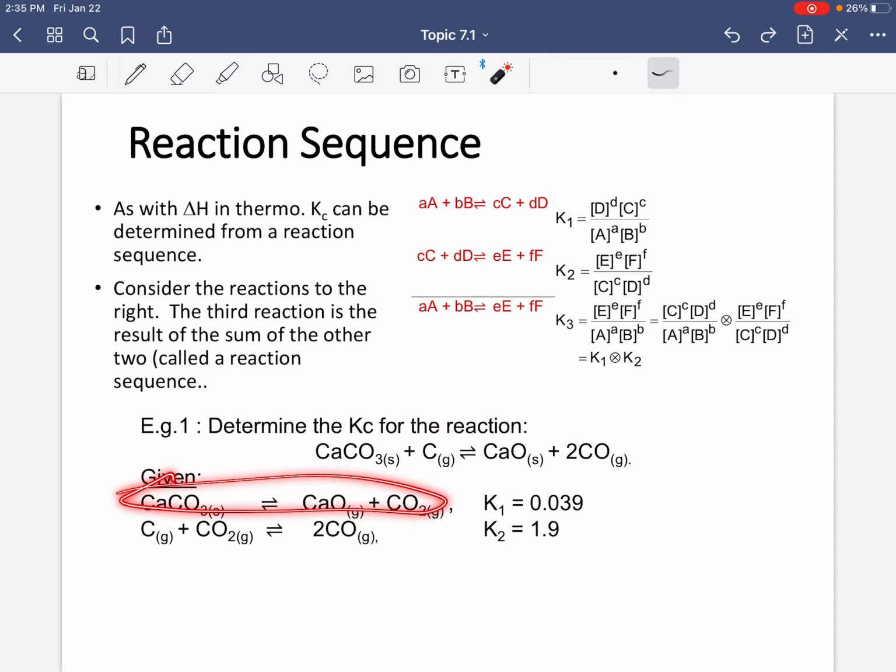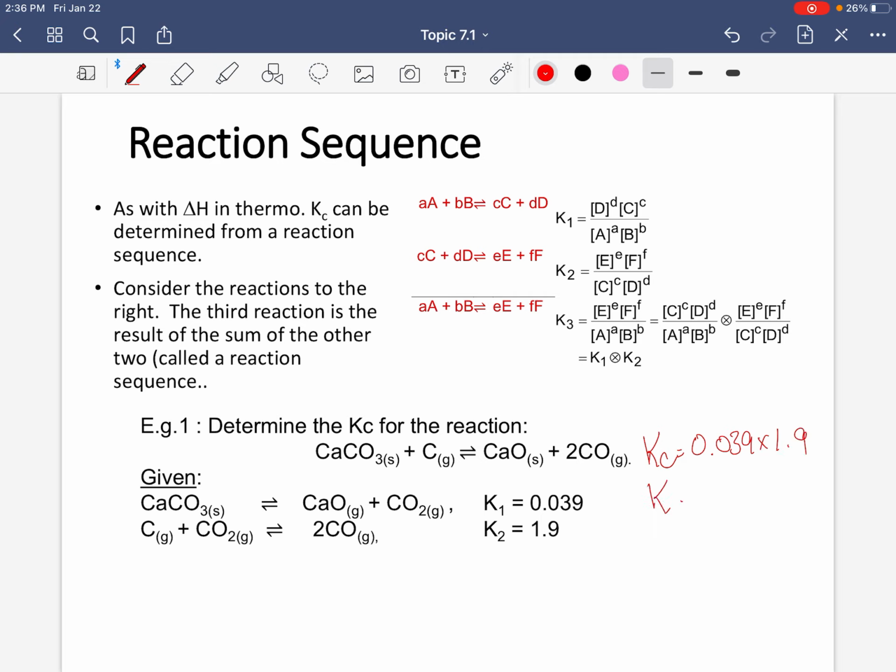Well, this reaction right here has a K1 value of 0.039. So when the speed of the forward equals the speed of the backward, the expression will give you this as an answer. Same with this. For the second reaction, when the speed of the forward equals the speed of the backward, it will give you a K expression of 1.9. So what is Kc for this? Just like what I said earlier, multiply the two numbers together. Kc is equal to 0.0741.